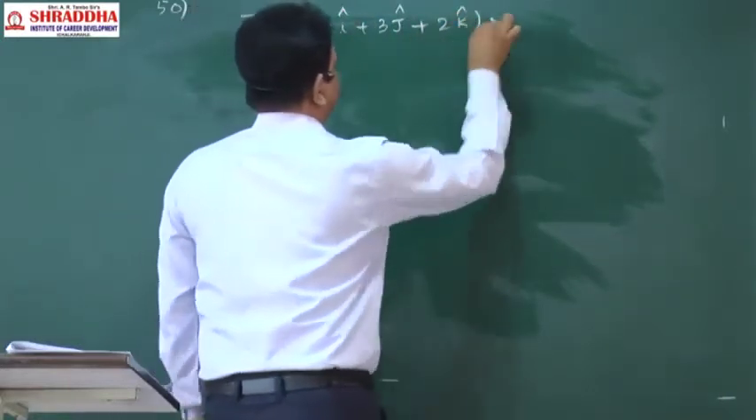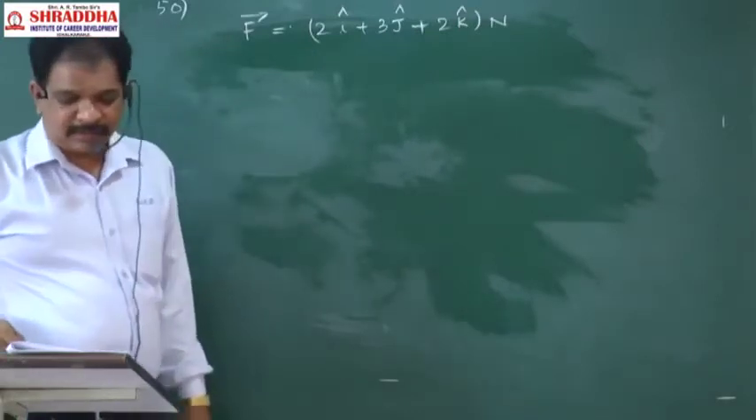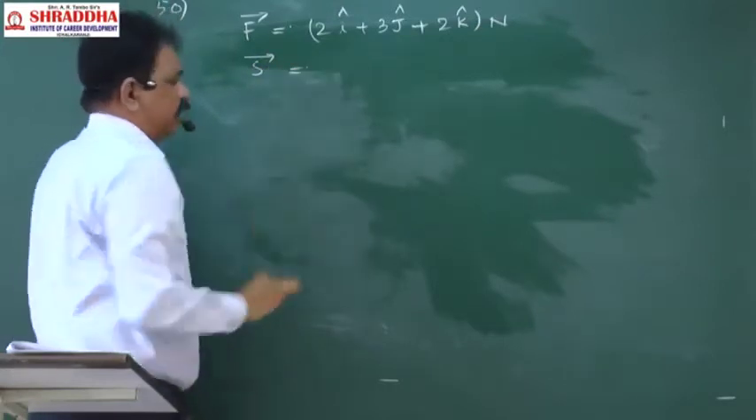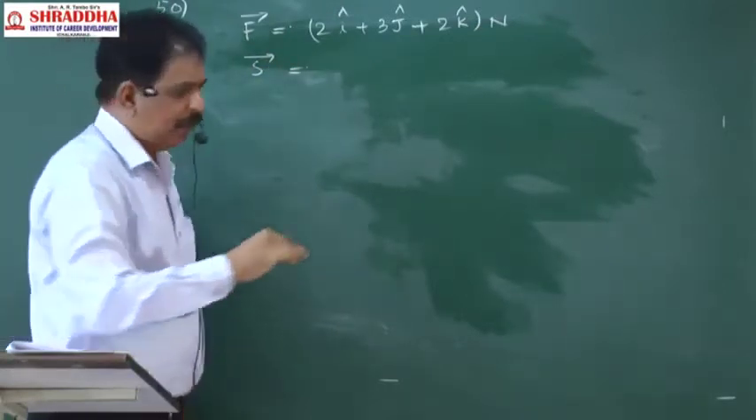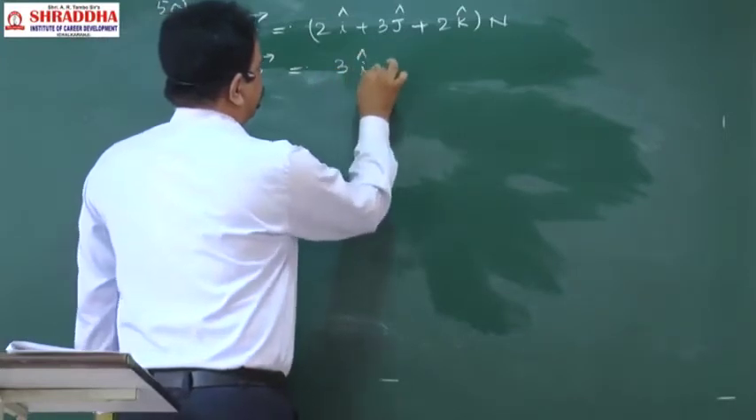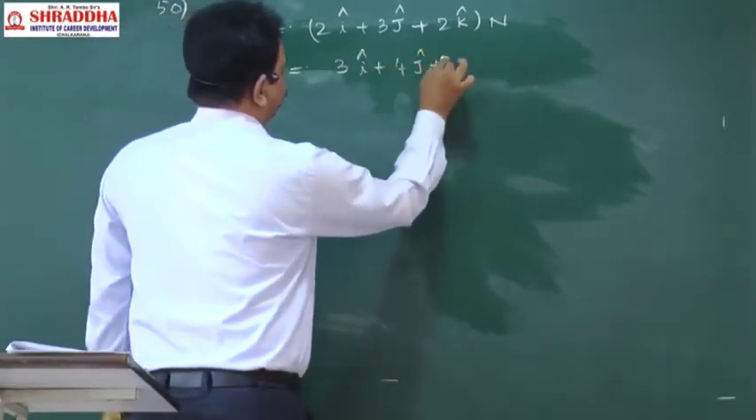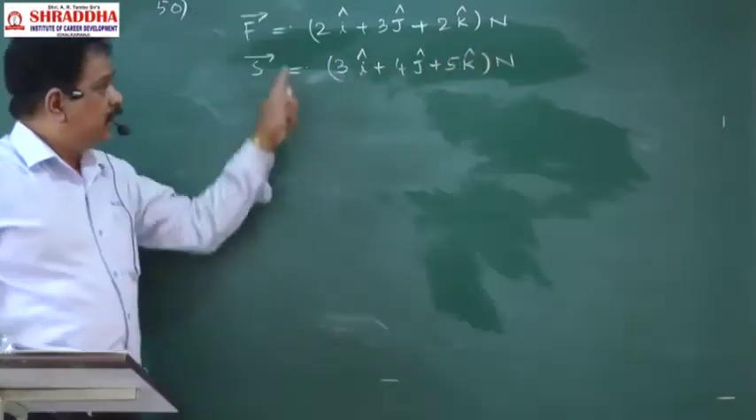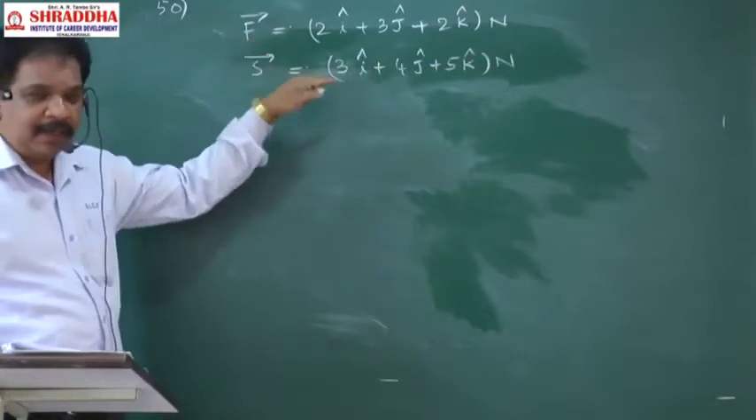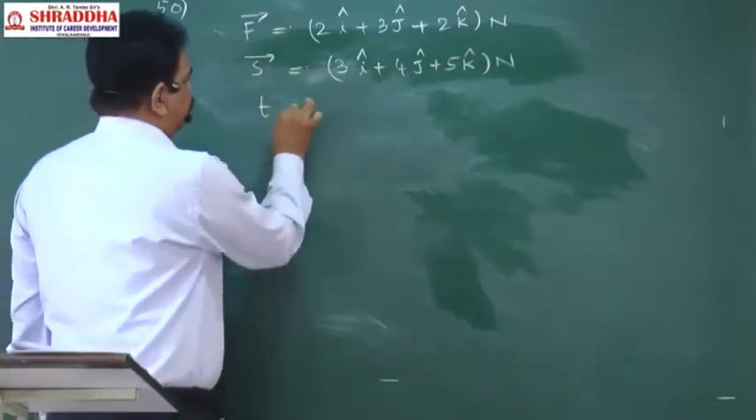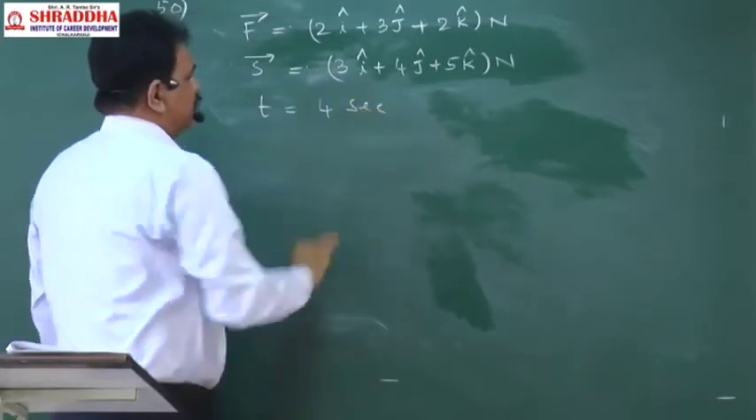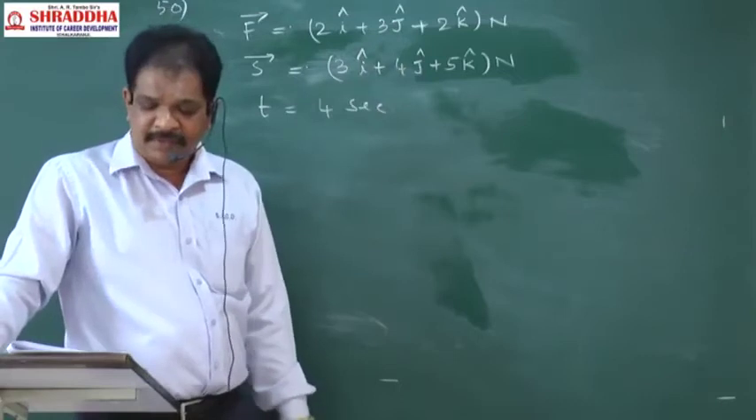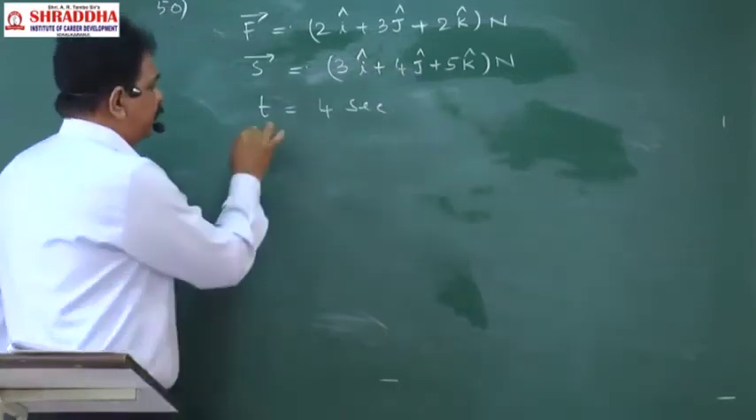Force vector. Displacement vector will be 3I cap plus 4J cap plus 5K cap Newton. This force applied on a body for 4 seconds time. Then displacement produced in the body is this one. Then what is the power?